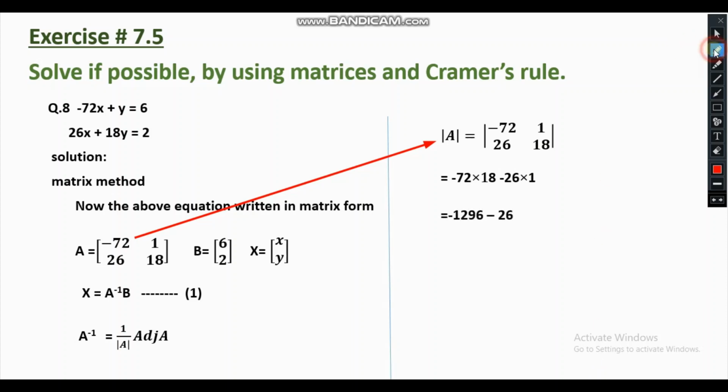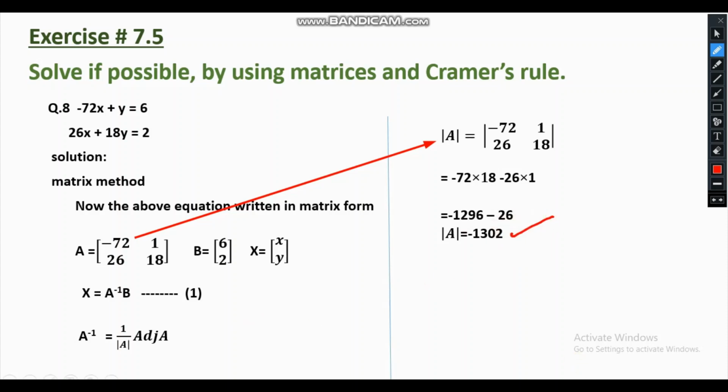Now 72 multiplied by 18 is 1296, minus 26. Now this minus and minus makes plus, so we will plus here. So the determinant of A is minus 1302. This is the determinant of A.